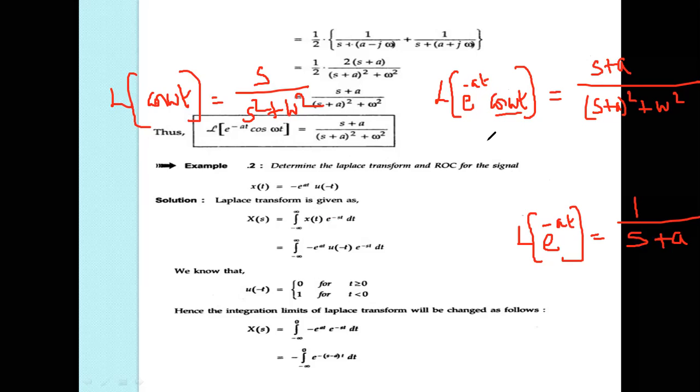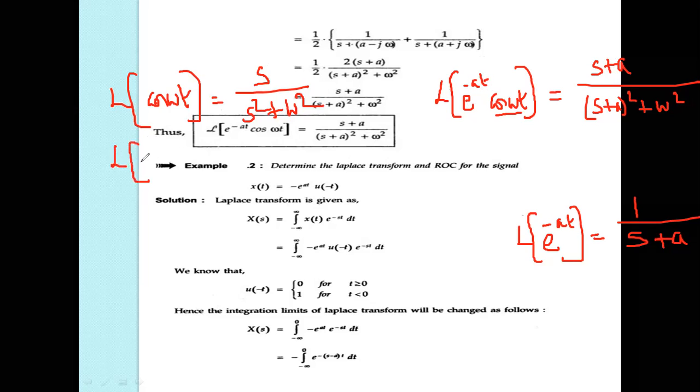Understood, my dear students? The Laplace transformation of cos omega t individually is s by s square plus omega square. Now, to find the Laplace transformation of e power minus at cos omega t, since the Laplace transformation of e power minus at is 1 by s plus a, wherever the s is there, you change it to s plus a: s plus a by s plus a whole square plus omega square.